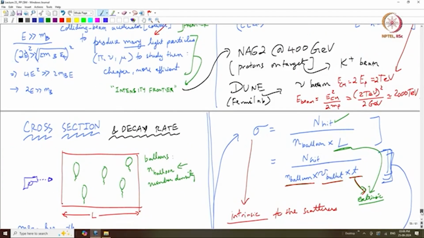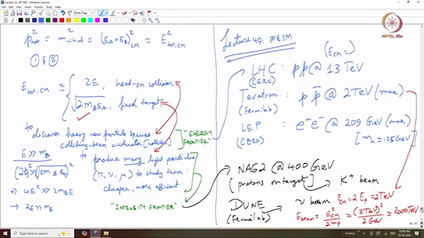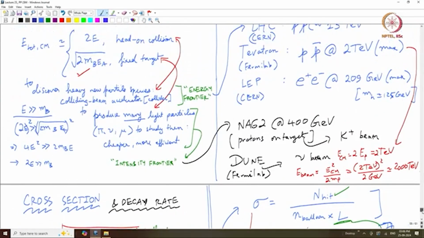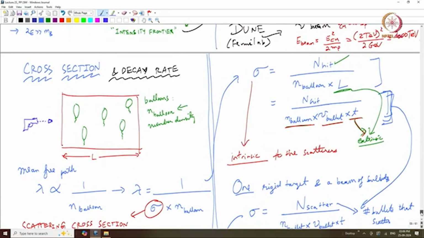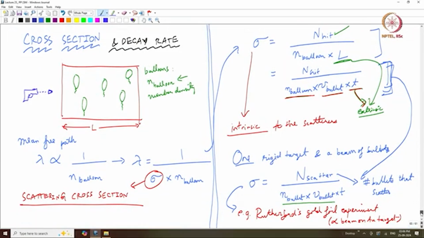In the last class we wrapped up our discussion on fixed target versus head-on collision configurations, and we looked at some examples of the intensity frontier versus the energy frontier. Using a real life example we worked out the virtues of using the head-on collision configuration to produce new particles, right. And then we moved on to a very important concept in particle physics and all of physics, if you ask me, which is that of cross section.